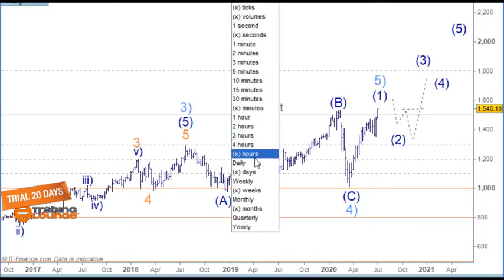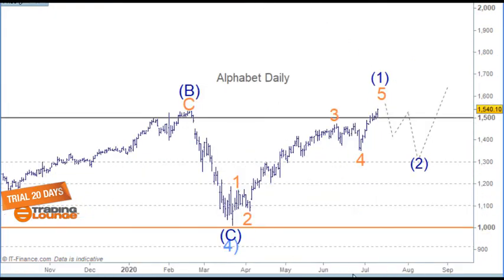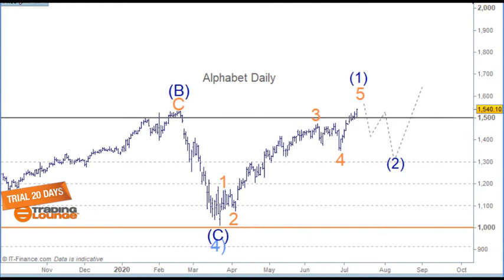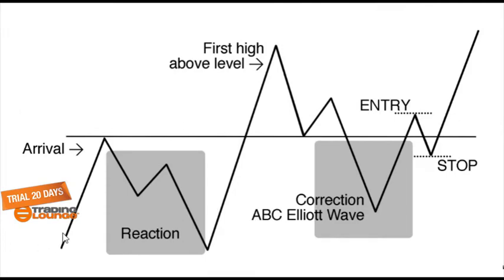And on the daily chart here, it would look a bit like that. The pattern that we're looking for here is this one, where we have the arrival. Now the arrival didn't quite get there, and we'll look at that in a moment. And then the reaction and the first high above the level. So we're in this first high above the level here, and then we're looking for that ABC pattern and so on to move in over here and also down here as well.